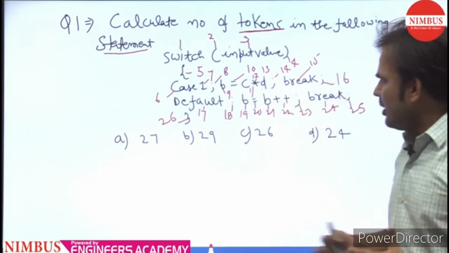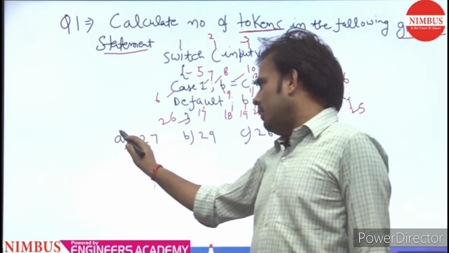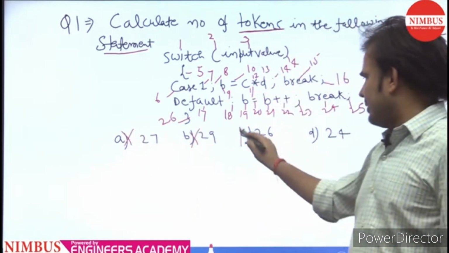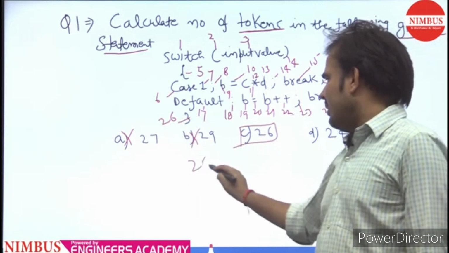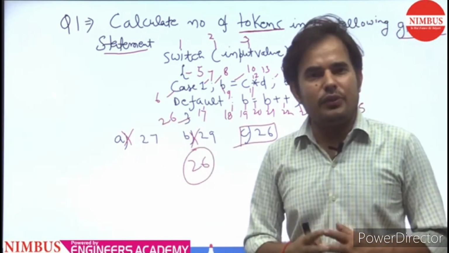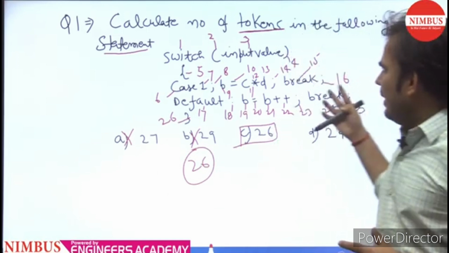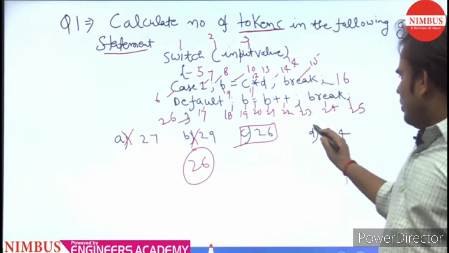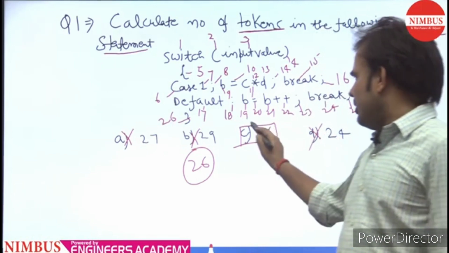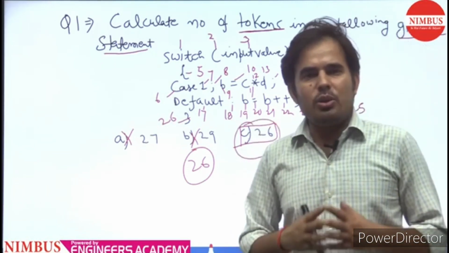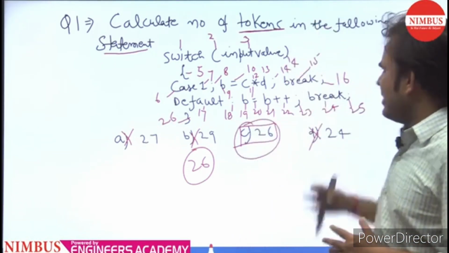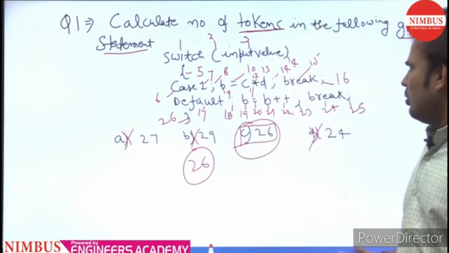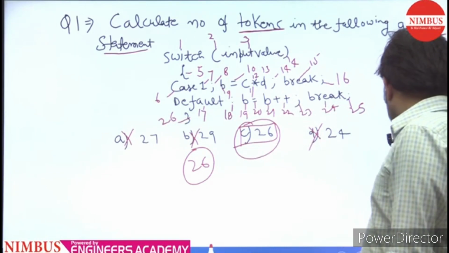Okay, so which option is correct here? Option A no, option B no, option C yes. Option C is correct here, means there are 26 tokens in total. Okay, 24 no, so which option is correct? 26. How many tokens are there in this given C statement? Okay, 26 tokens. So this is a good question. Let's see the next question.